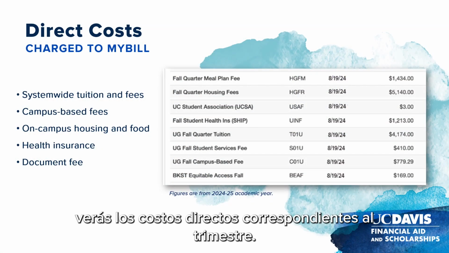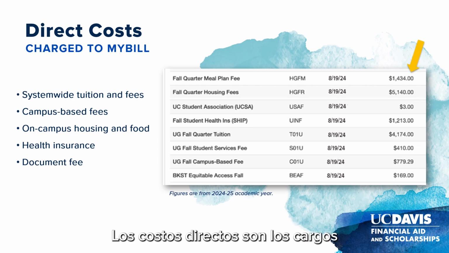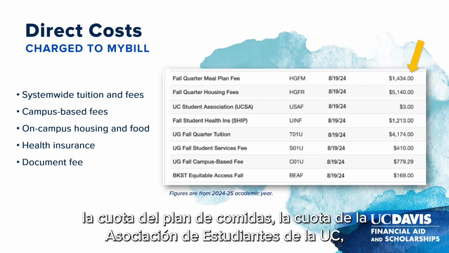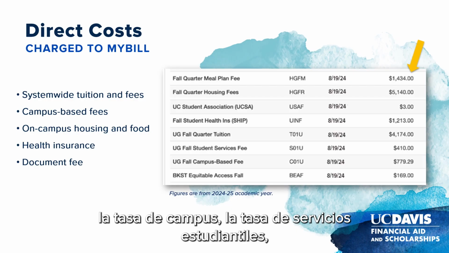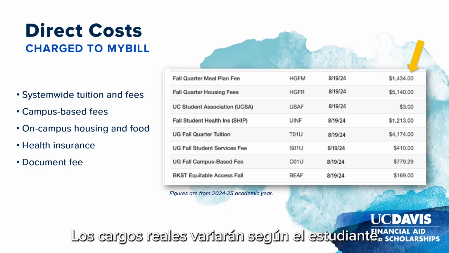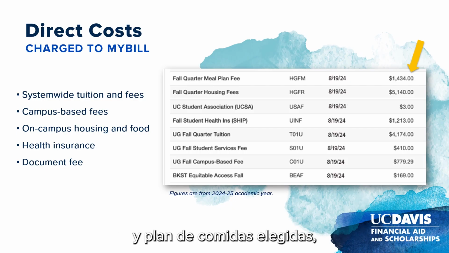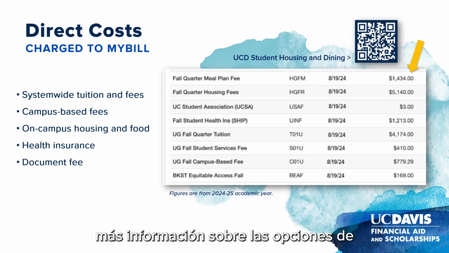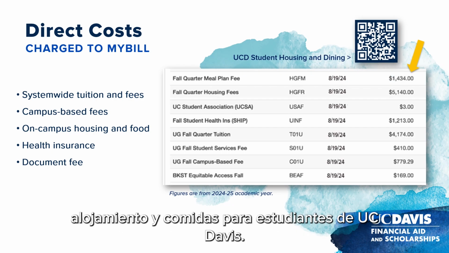In My Bill, you will see direct costs for the quarter. Direct costs are charges assessed by the university. In this example, the direct costs include the housing fees, meal plan fee, UC Student Association, campus-based fee, student services fee, tuition, and student health insurance. The actual charges will vary by student based on your housing and meal plan options. Whether you choose the residence halls or on-campus apartments, have roommates or not, and choose the 5-day, 7-day, or 9 meals a week dining plan. Scan the QR code to learn more about UC Davis student housing and dining options.